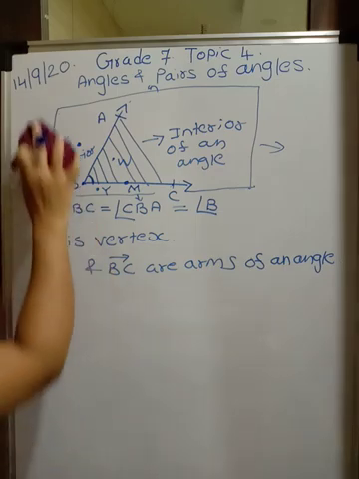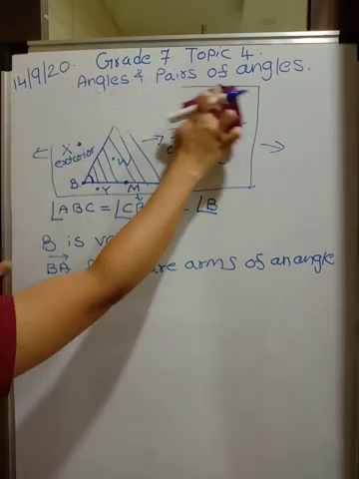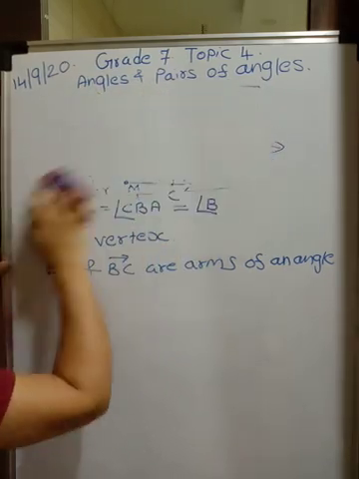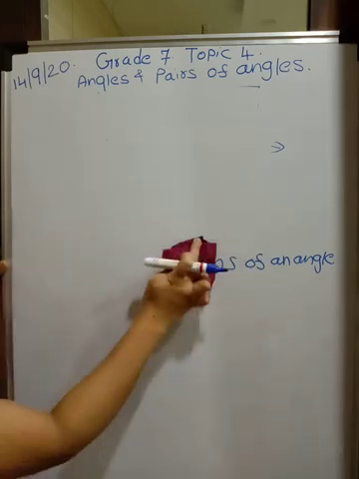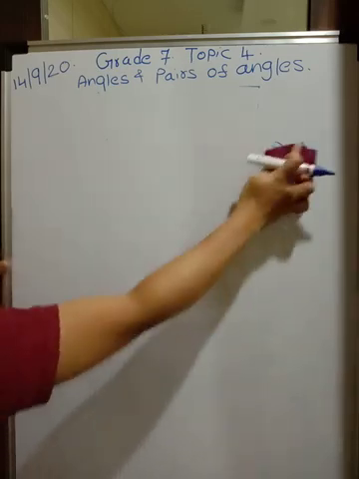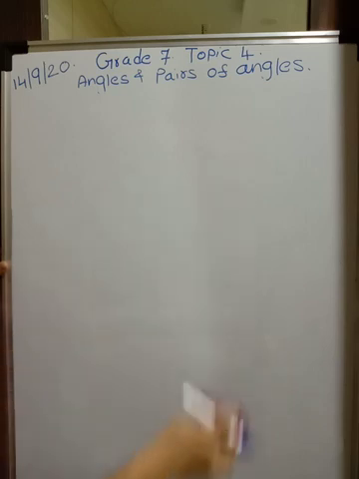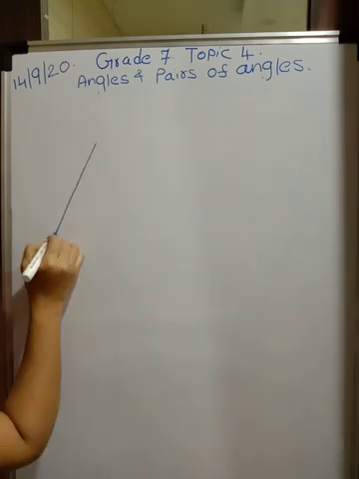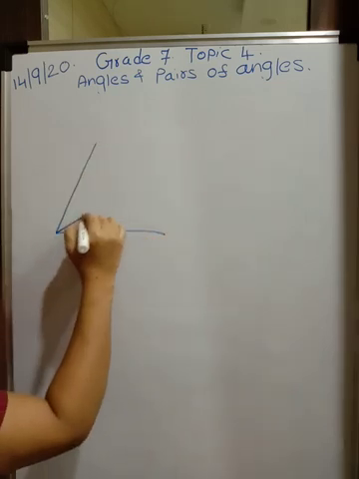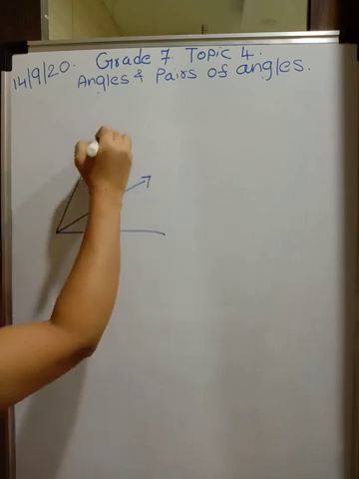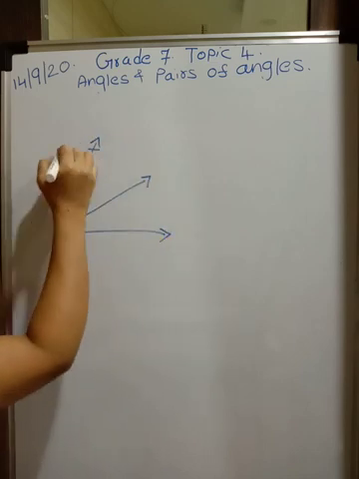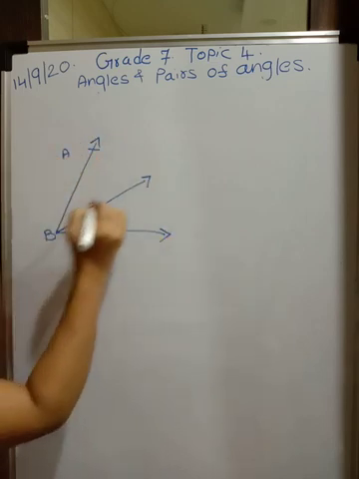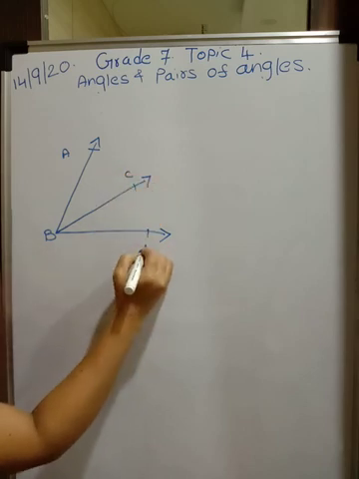Okay, now let's move on to one more concept, and that is related to adjacent angles. With this you will be able to solve problem set 15. Now see, I am drawing two angles like this and one ray like this. A, B, C and D.